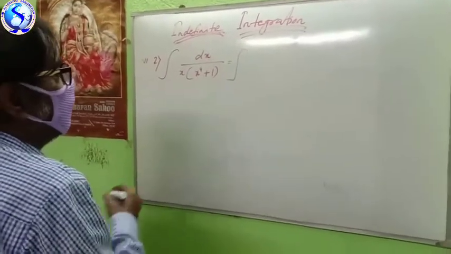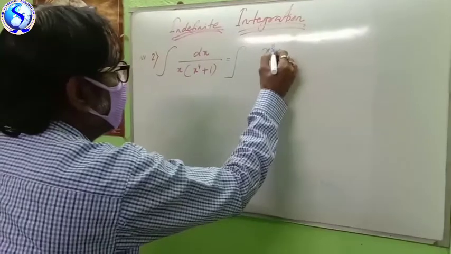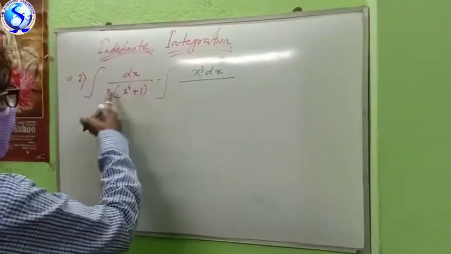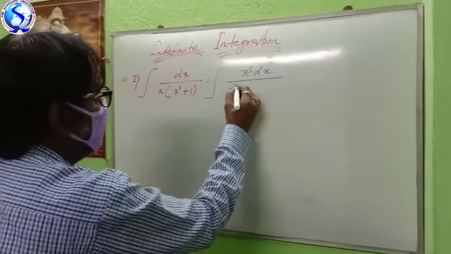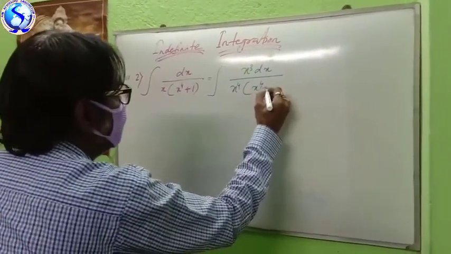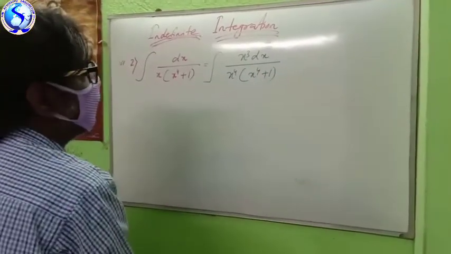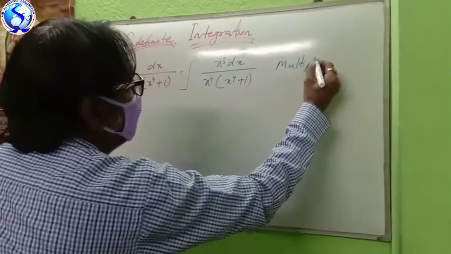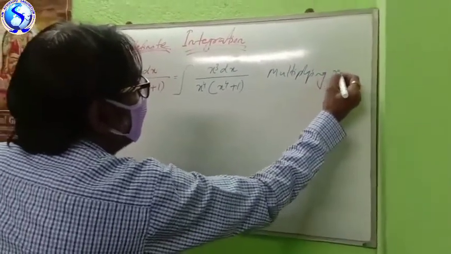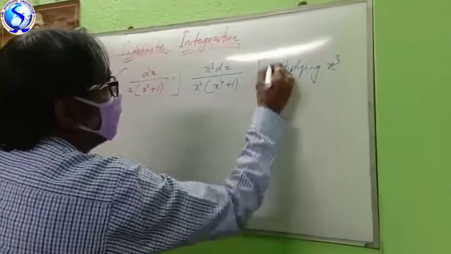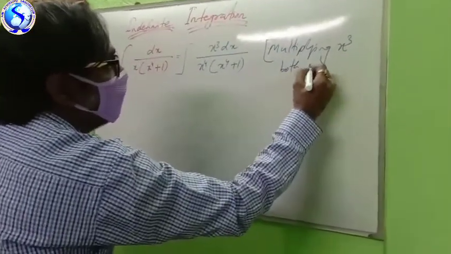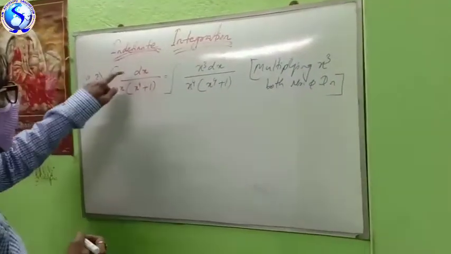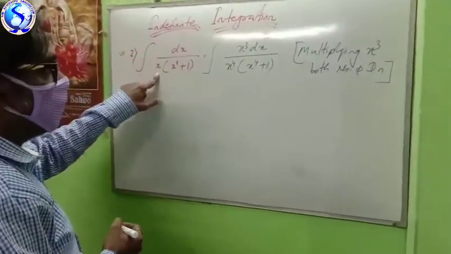Now multiply x cube to both numerator as well as denominator. If I multiply here by x cube, the denominator will be x to the power 4 into x to the power 4 plus 1, and the numerator will be x cube.